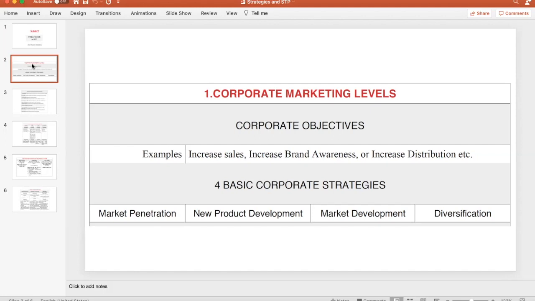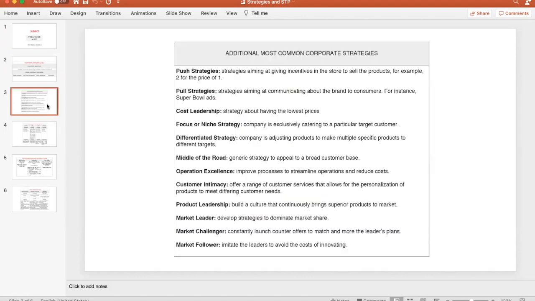So the most famous basic corporate strategies, which are also called the generic marketing strategies, or the Ansoff basic strategies, are market penetration, which means that you're going to be selling the same product to the same people; new product development, which is selling a new product to the same people; market development, which is to sell the same product to new people; and then diversification, which is selling a very different product to a very different group of people.